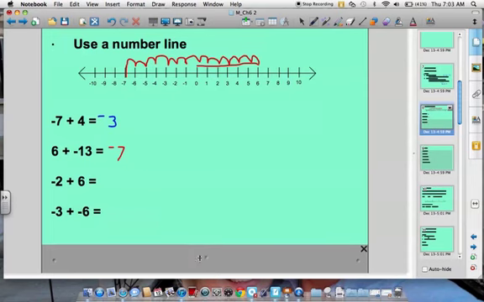At this time, I would like you to try these two problems, so please hit pause and then continue the video once you've tried them.